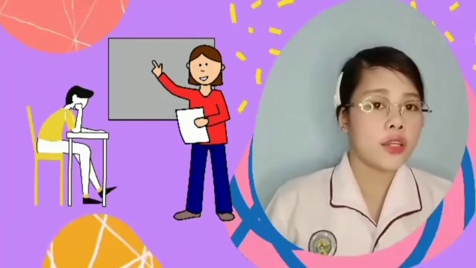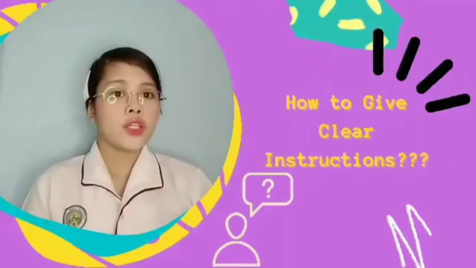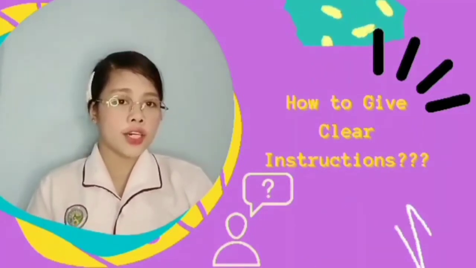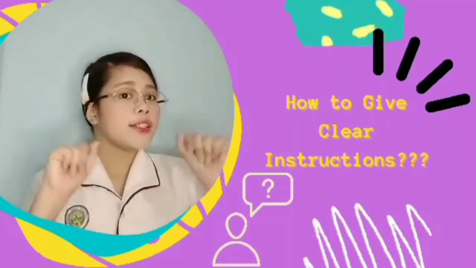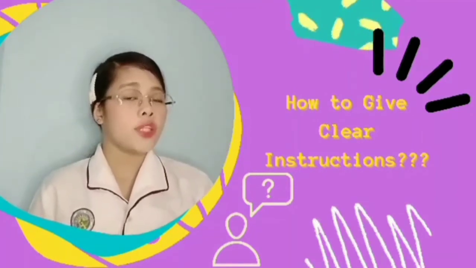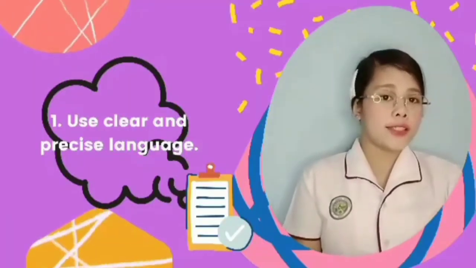Performance tasks are intended to assess students' performance, so see to it that there must be a clear instruction so that the task will be done accurately. The question now here is, how should teachers give the clear instructions? There are 8 steps that can help students to complete the task with ease. First, use clear and precise language.